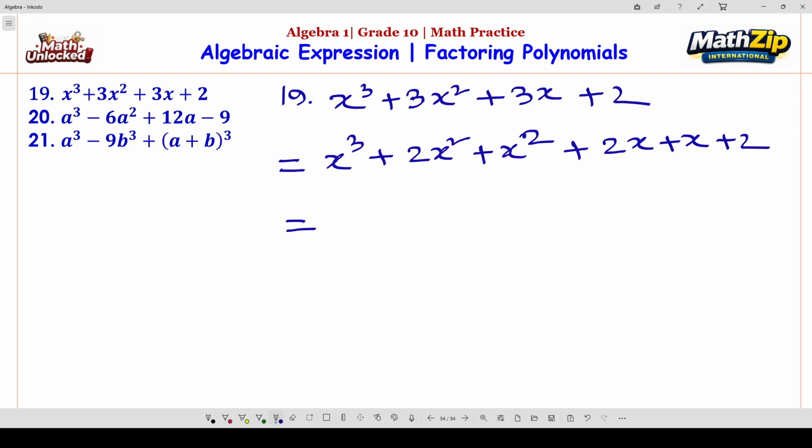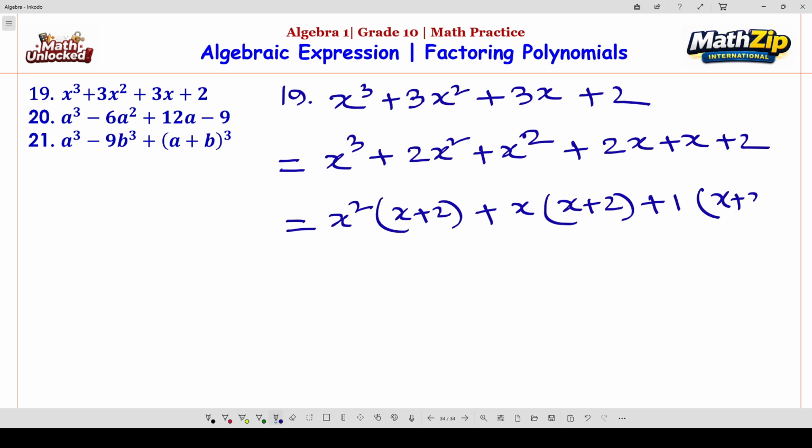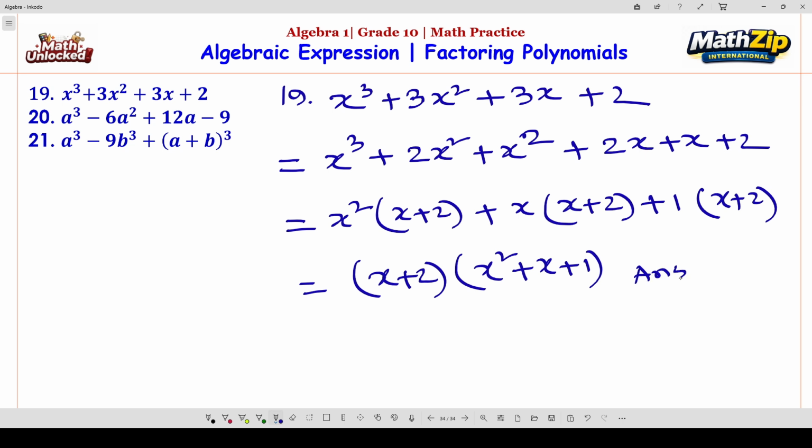Now we can take common x square, so it will be x plus 2, plus take common x plus 2, plus 1 times x plus 2. Finally here is x plus 2 and then x square plus x plus 1, right? And this is our answer.